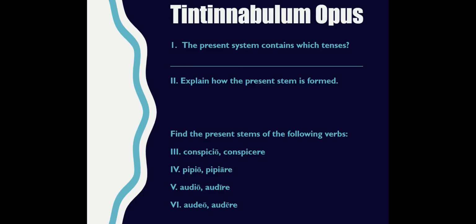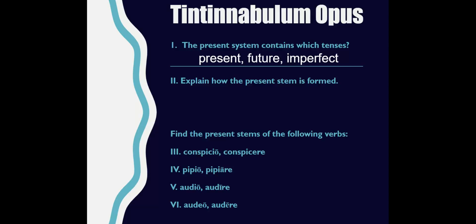Right. So you should have finished your tentative opus, and now we're going to go over the answers. So we have learned 3 tenses, and fun fact, those 3 tenses comprise the present system. So the tenses you would have written as the answer are present, future, and imperfect.